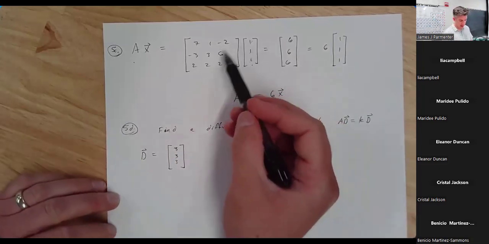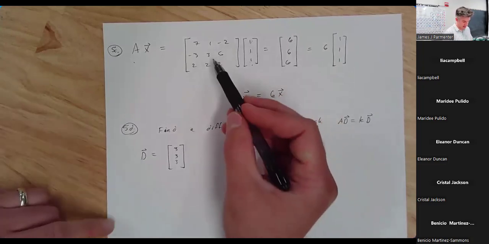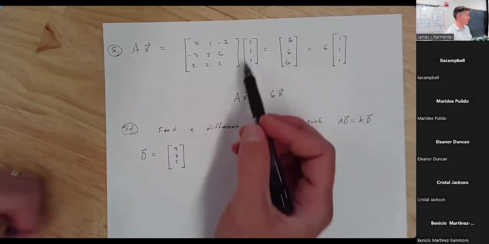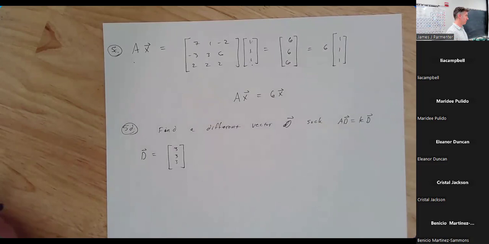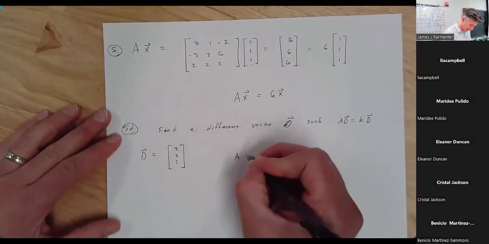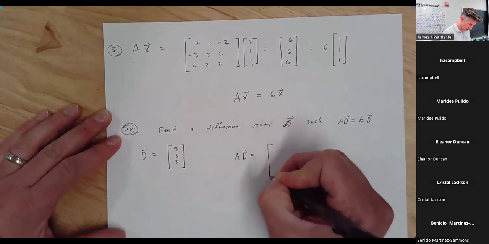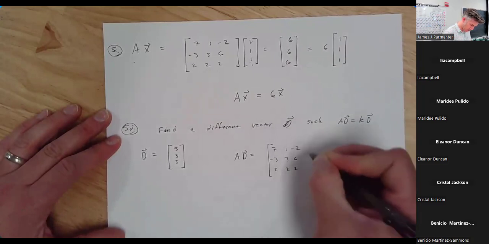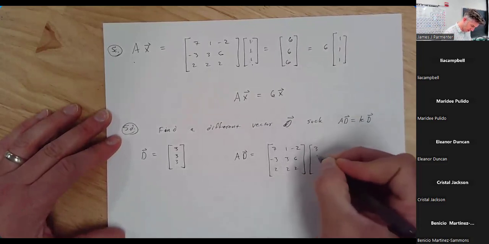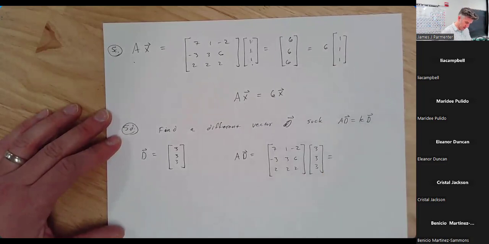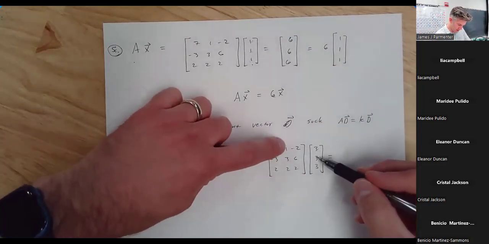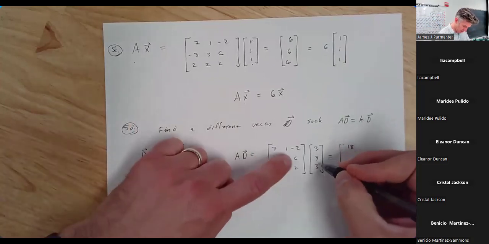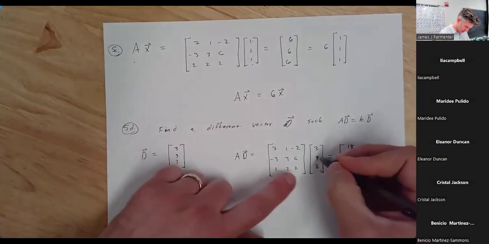So if you have a vector that has this special criteria where the matrix times the vector is equal to a multiple of that vector, then any other multiple of that vector will also have this special criteria. So A times D is going to be 7, 1, -2, -3, 3, 6, 2, 2, 2, multiplied by the vector 3, 3, 3. And if we multiply this out, we're going to get 21 plus 3 minus 6, which is 18. We're going to get -9 plus 9 plus 18. And we're going to get 6 plus 6 plus 6.